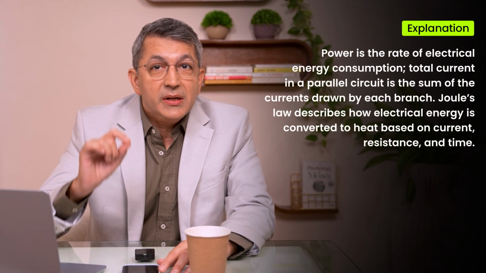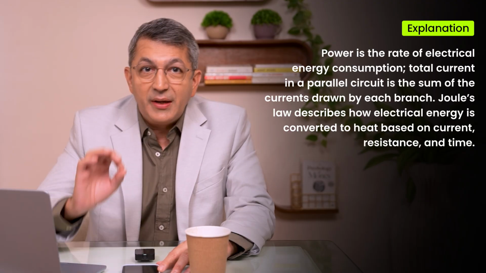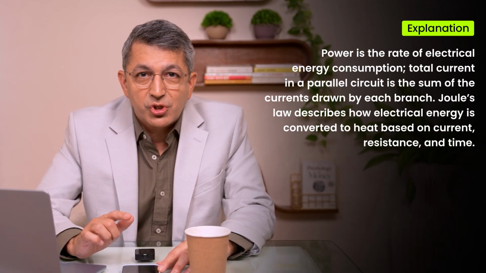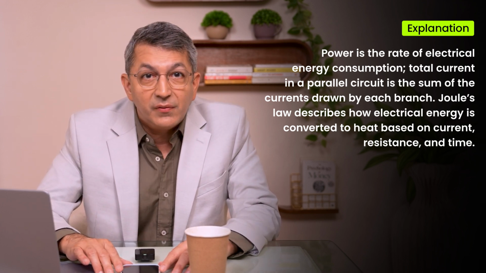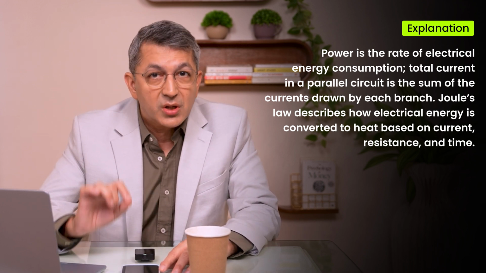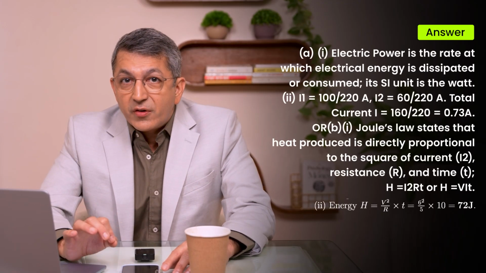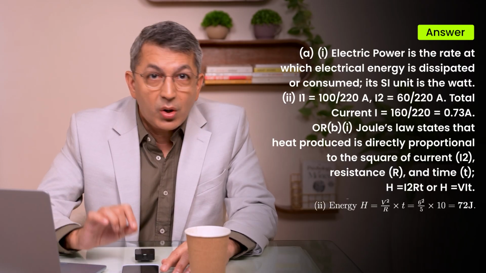Concept: electricity and heating effects. Explanation: power is the rate of electrical energy consumption. Total current in a parallel circuit is the sum of the currents drawn by each branch. Joule's law describes how electrical energy is converted to heat based on current, resistance, and time. Answer A1. Electric power is the rate at which electrical energy is dissipated or consumed.